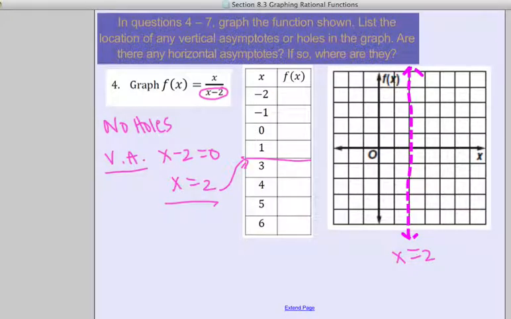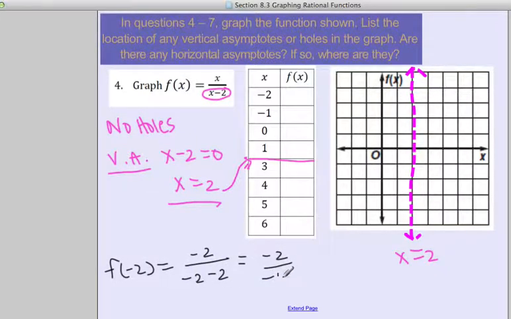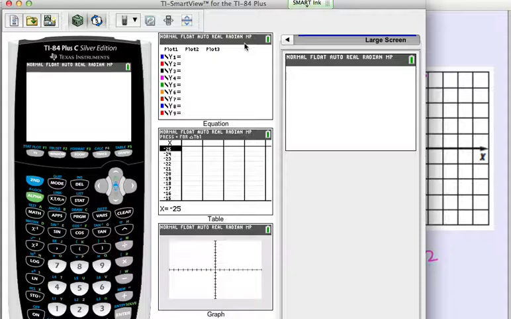Then, if you do not have a graphing calculator, you're just going to have to take each one of these values and plug it into your calculator. So for instance, if I have f of -2, I would have -2 over -2 minus 2. So this is -2 over -4, which gives me positive 1/2. And you'd have to do the same thing for all of these values. If you have a graphing calculator, we're going to walk through the steps on how to graph this function on your calculator.